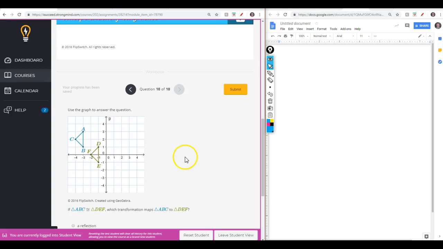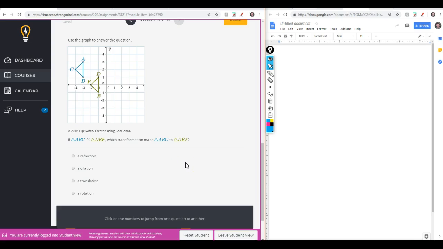Okay, question 10. Use the graph to answer the question. If triangle ABC is congruent to triangle DEF, which transformation maps triangle ABC to triangle DEF? So again, it states that it is congruent, and I know that a dilation is a transformation that does not keep things congruent. So I'm going to eliminate that one first.